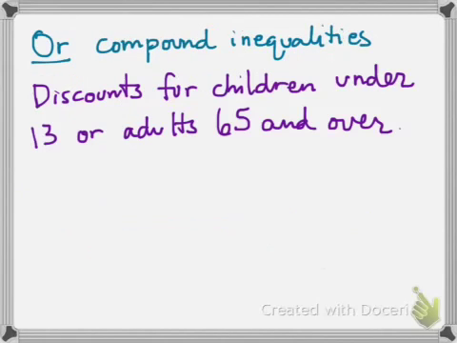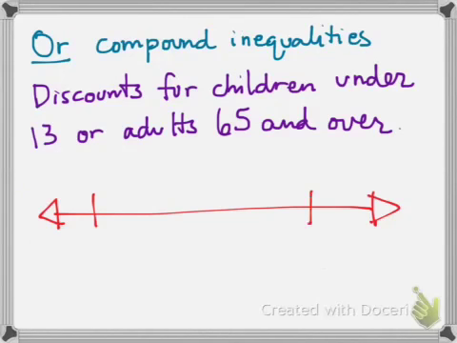Or compound inequalities. Our example yesterday was discounts for children under 13 or adults 65 and over. If I were to graph this situation, it would look something like this. I would plot 13 and then 65. So at 13, I would use an open circle because it says children under 13, so it does not include anyone who is 13, so under 13.